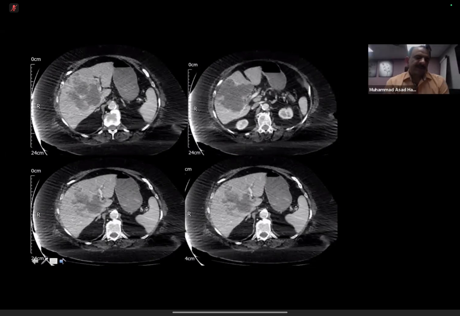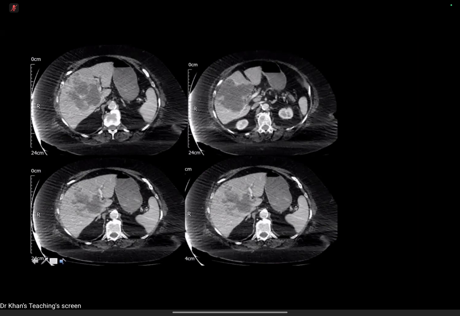Good. Now, so there's a wide differential you presented. It could be metastasis, it could be another primary, and liver abscess. The patient basically presented being just grossly unwell. Now, what would you do? How would you suggest to differentiate between these three?